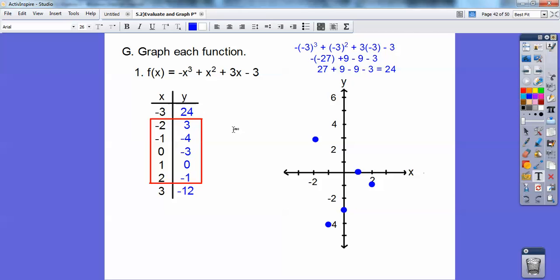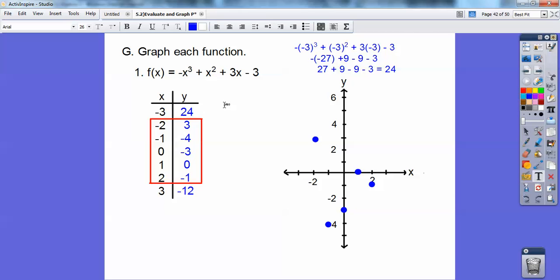Okay, here's negative 2, 3. Here's negative 1, I'm sorry, negative 1, negative 4 is down here. Here's negative 2, 3. Here's 0, negative 3, 1, 0. Here's 2, negative 1 right there.